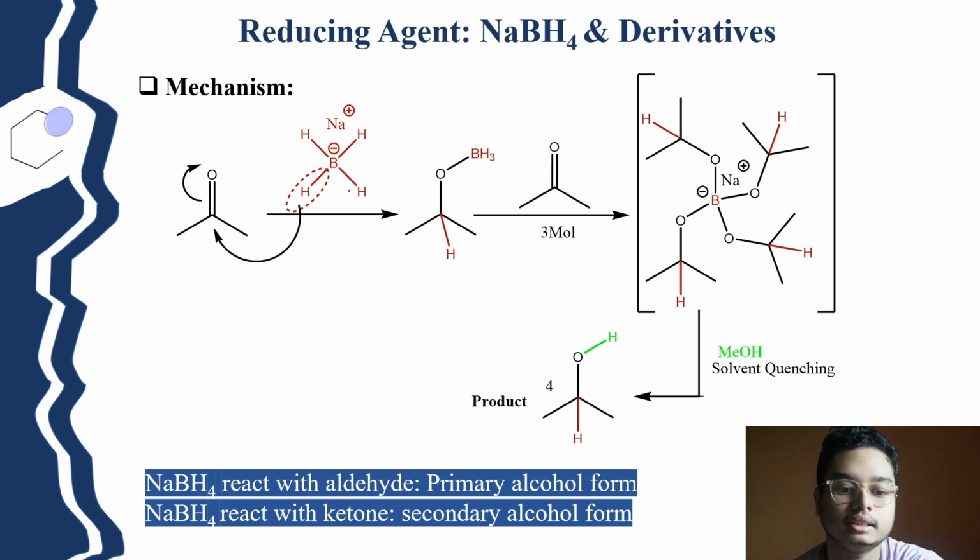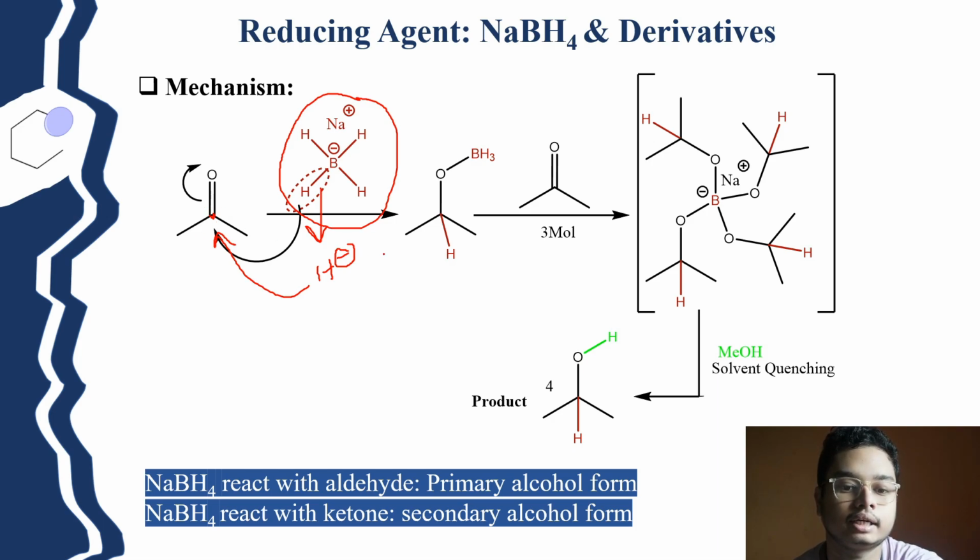So the mechanism is this: this is NaBH4, and as I already discussed, one of the BH bonds gets cleaved and generates this particular hydride. Now this hydride acts as a nucleophile, and this nucleophile will attack this carbonyl carbon, which is electropositive in nature.